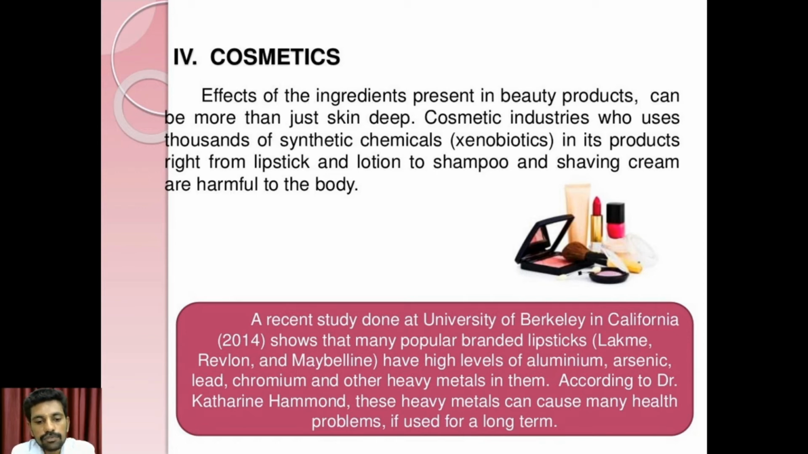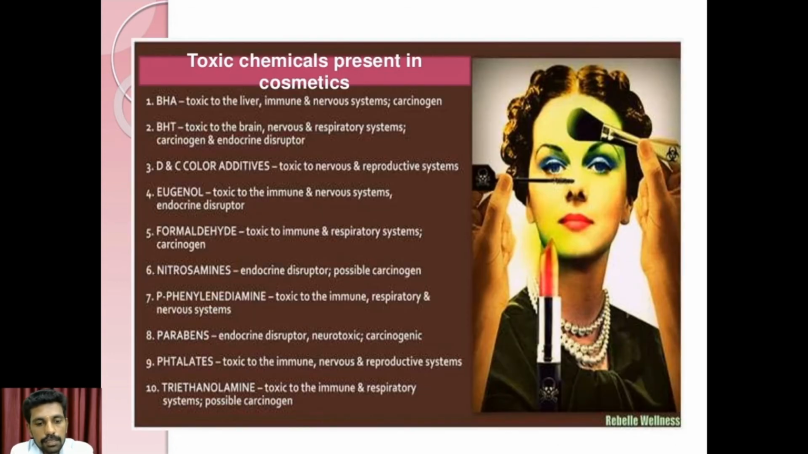In the year 2014, the University of California, Berkeley did a great study showing that beauty products like lipsticks, Lakme, Revlon, etc. have high levels of aluminum, arsenic, lead, chromium, etc. If heavy metals are used for a prolonged period by human beings, they cause many health issues. So here I have listed nearly 10 kinds of chemicals present in cosmetics.